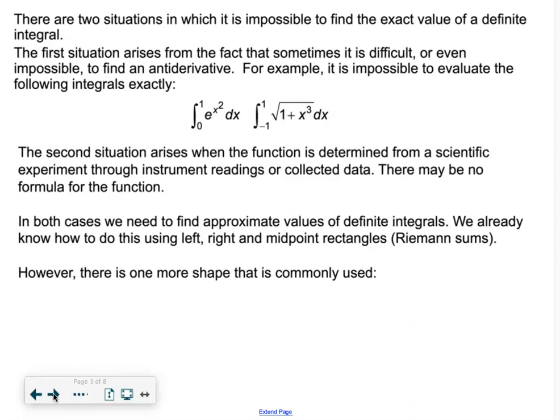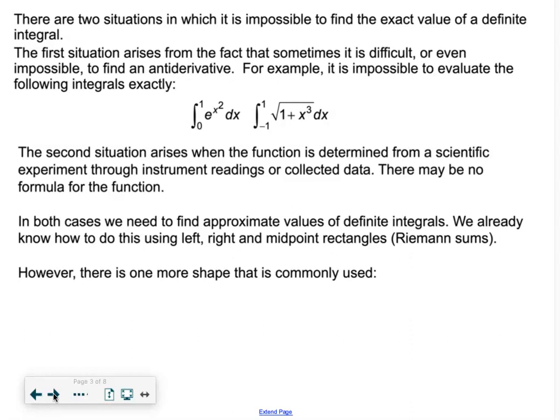So when you have functions and you, for some reason, need to find area under the function, if the function is not antidifferentiable, the only way to calculate the area under the curve is to approximate it with rectangles or trapezoids or some other shape.